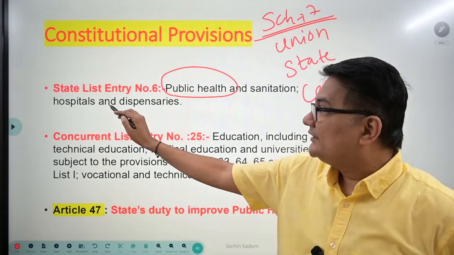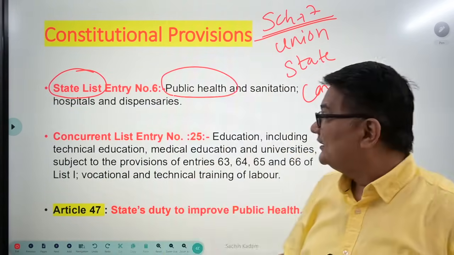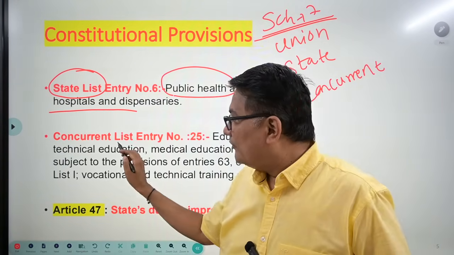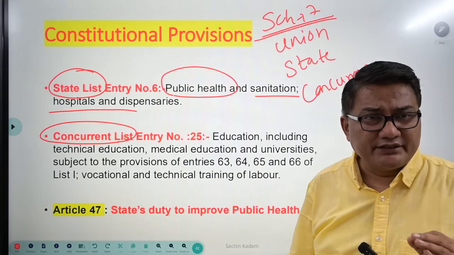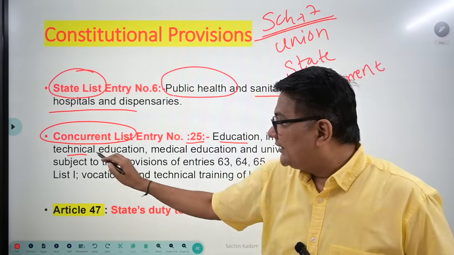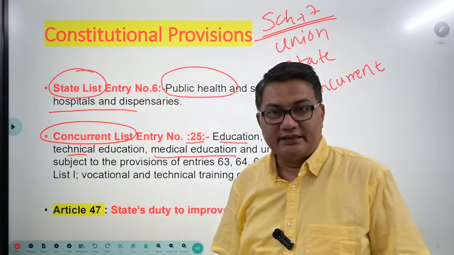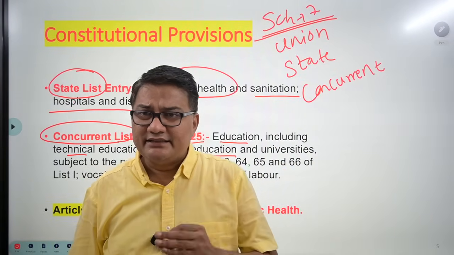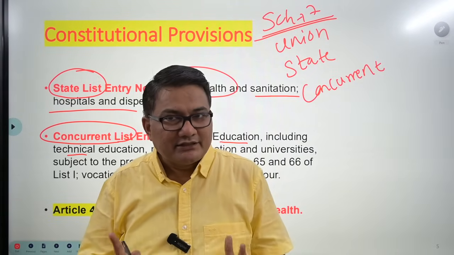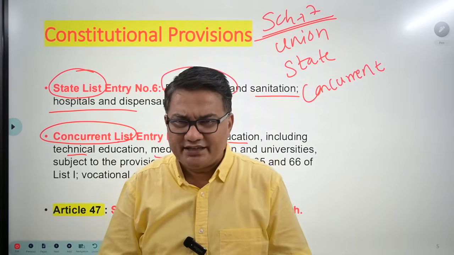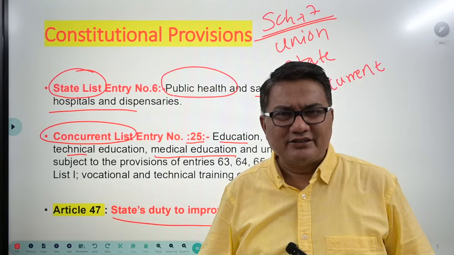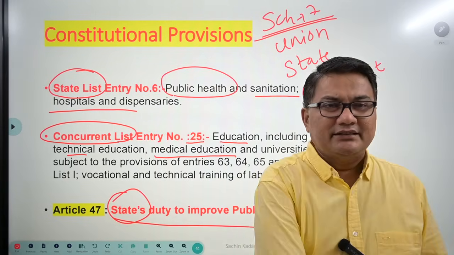Health is a subject which falls under the state list. Please remember this: health, sanitation and hospitals fall under the state list. What about education? Education falls under the concurrent list, entry number 25, including technical as well as medical education. That means on education both state and center can make laws, and if there is friction, the center's law shall prevail. But health is a state list subject, and Article 47 says it is the duty of the state to improve public health. State does not mean only the state government, it includes both state and center.